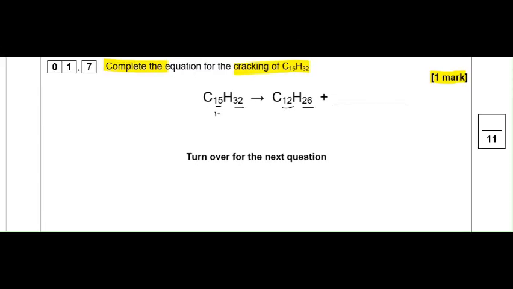So we can do a bit of simple maths here. There are 12 carbons on the right, so if we take that away from 15, we get 3. There are 26 hydrogens on the right. Take that away from 32 and we get 6. So on the right hand side, in the space provided, there must be 3 carbons and 6 hydrogens. So we write C3H6 for 1 mark.